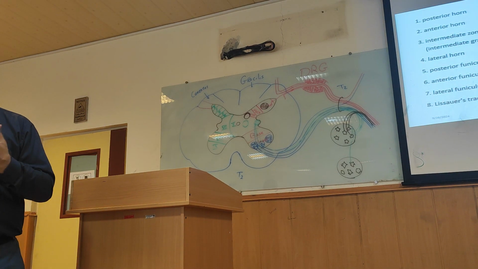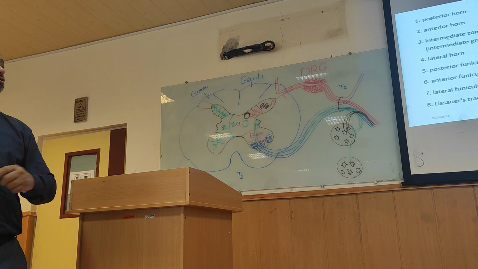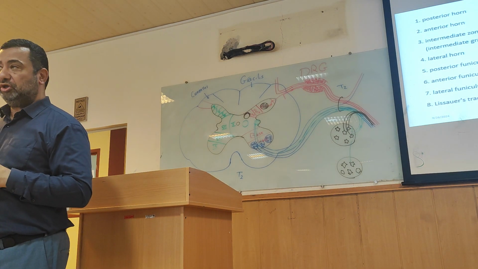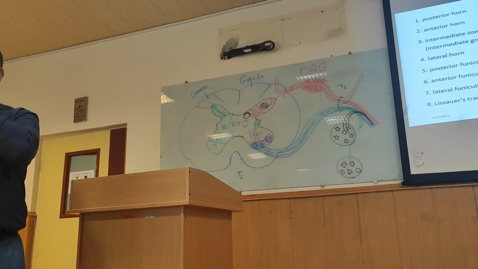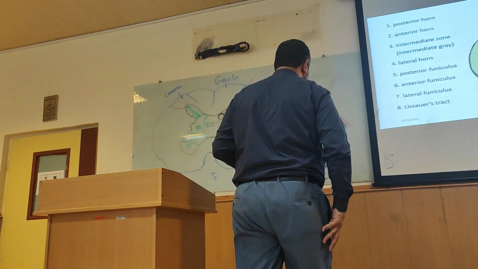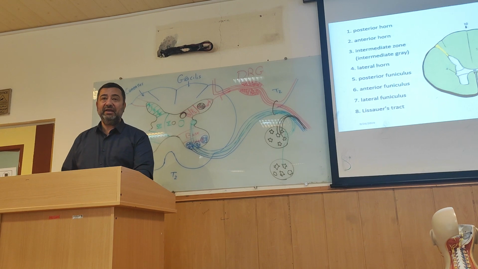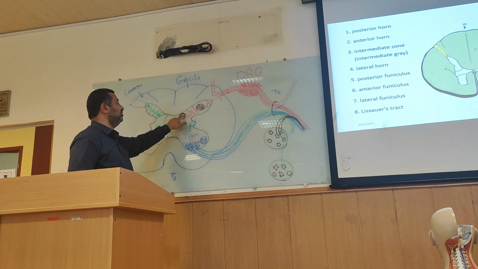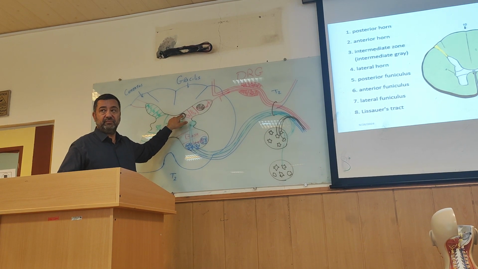Proprioceptive impulses of upper limb and upper part of the trunk go to the fasciculus cuneatus. Okay? But proprioceptive impulses of the lower limb ascend in the gracilis fasciculus and then turn to the Clark's nucleus.